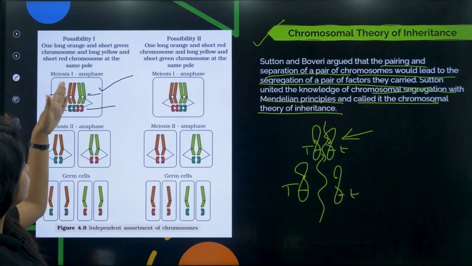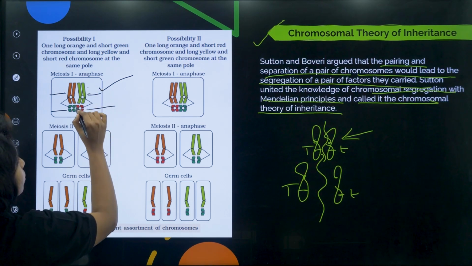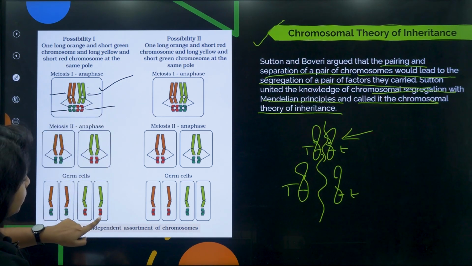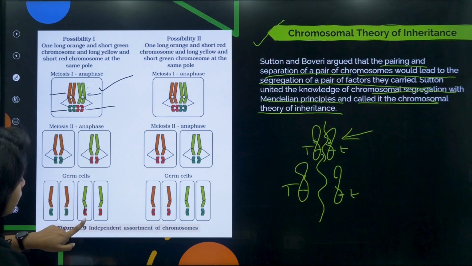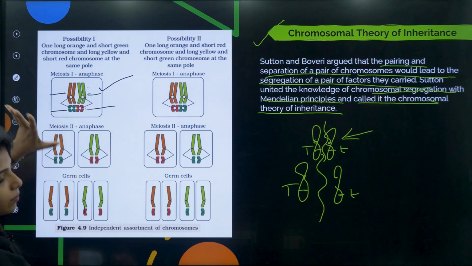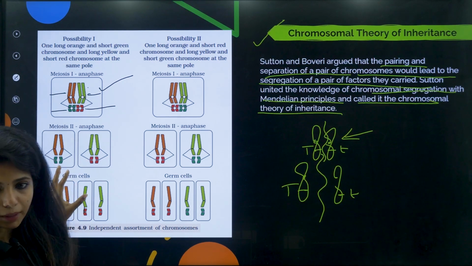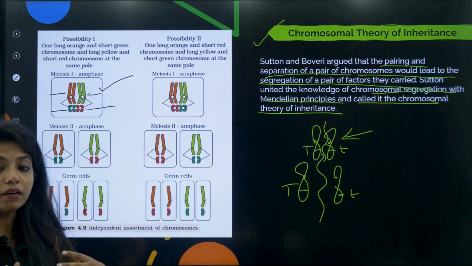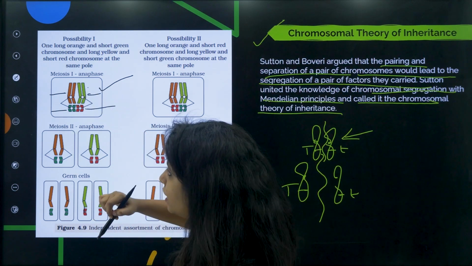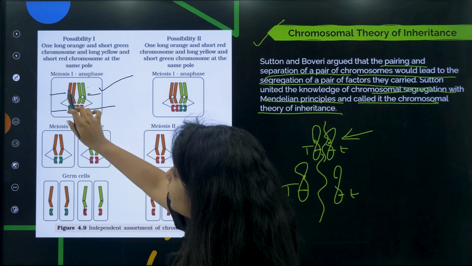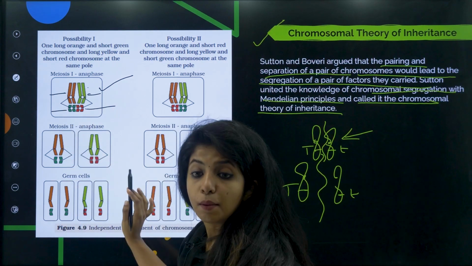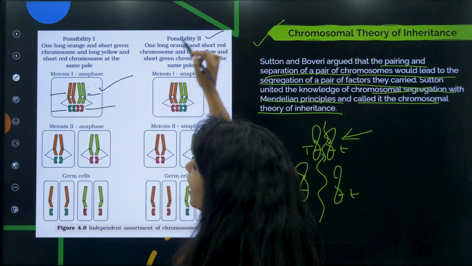Now, when I want to put them into gametes, this will be assorting independently of this. For example, one will get green and red, and the other will also get green and red. Similarly, over here it gets orange and green, right? This is the normal case that we studied. So probably in this case we might think that it is not independent, it is dependent, because green is always with red, whereas orange is always with dark green, right? Over here also you saw it like that.